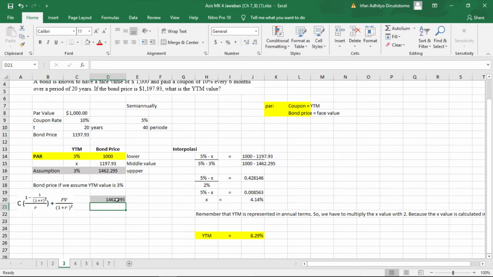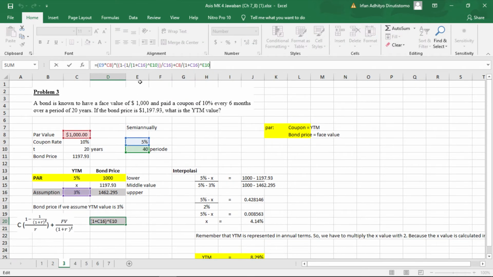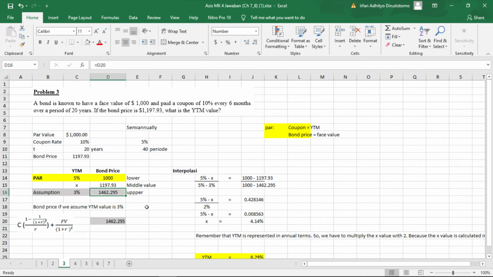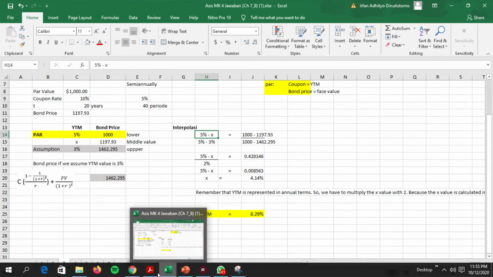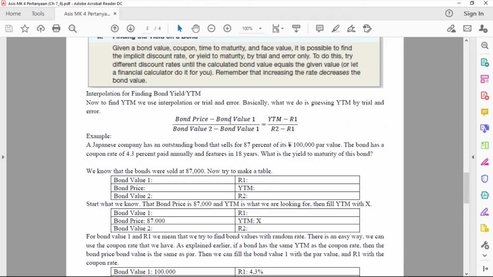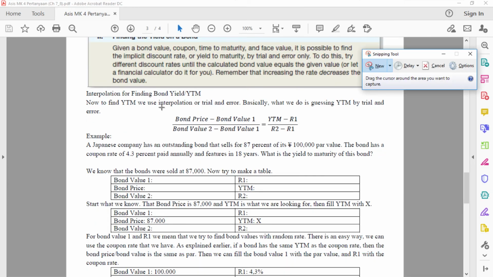You calculate manually. Alright, if it's 3%, you get the bond price of 1,400 right here. So we already have what we need to use the interpolation technique. So what you need to do is to apply the formula right here. This is the formula of interpolation. So I'm gonna delete this.